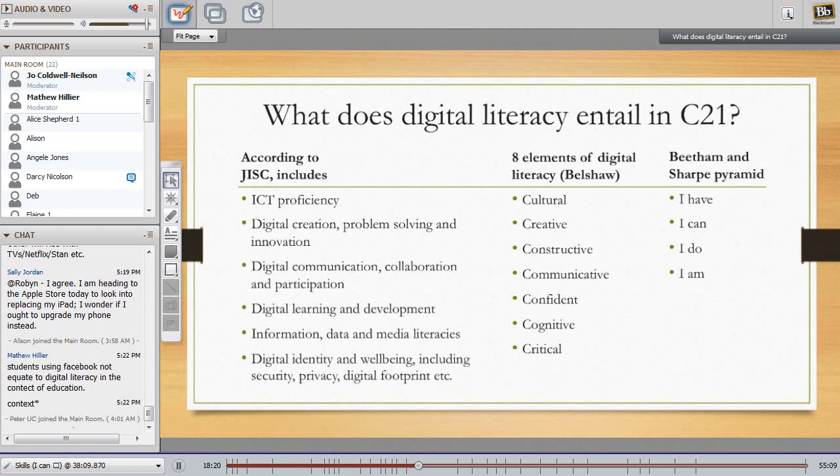Mobile technologies, smart devices are ubiquitous. We need to ensure our students and us understand the often hidden implications of using them.